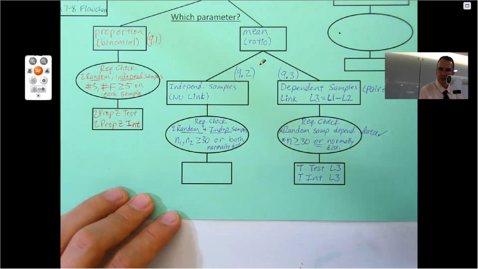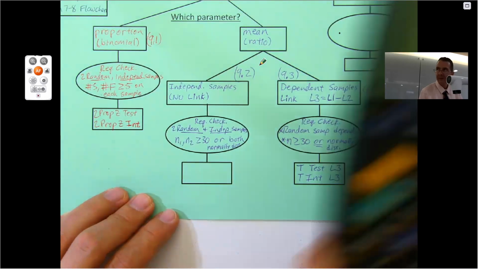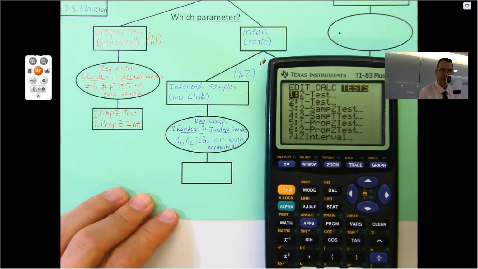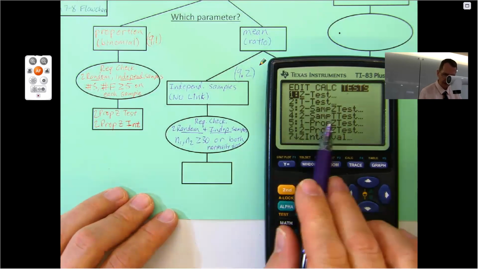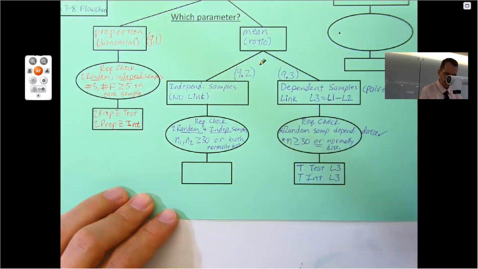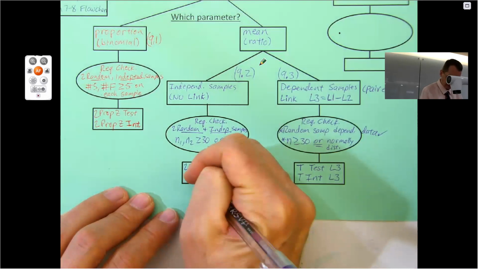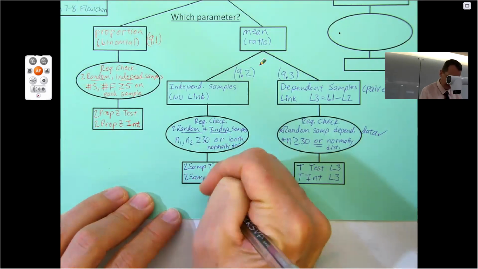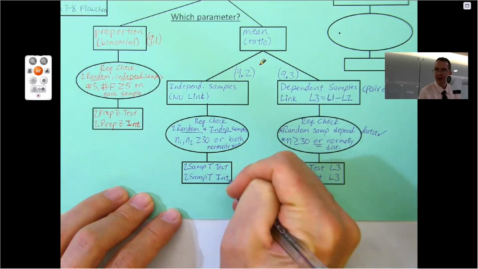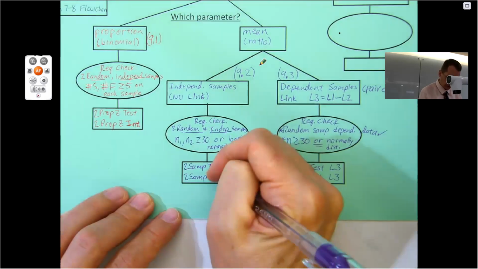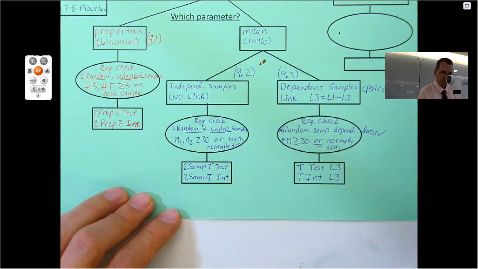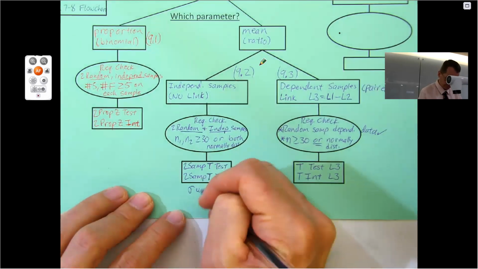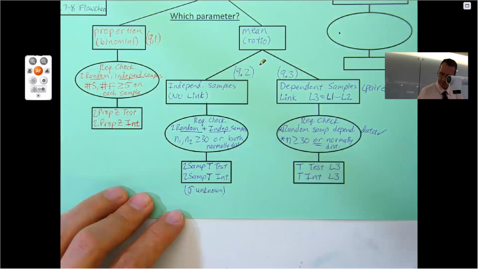And which programs did we run with that scenario? Two sample t-test and two sample t-interval. Good. Now, I know the calculator has 2-SampZTest and 2-SampZInt, but why are we using the t distribution? We don't know the population standard deviation. Okay, good.